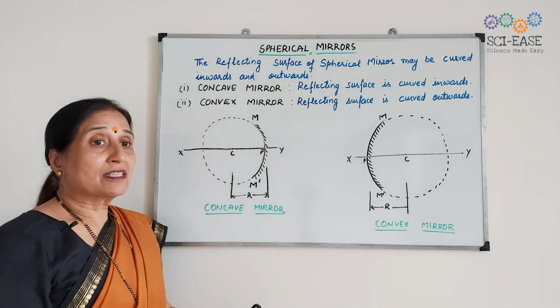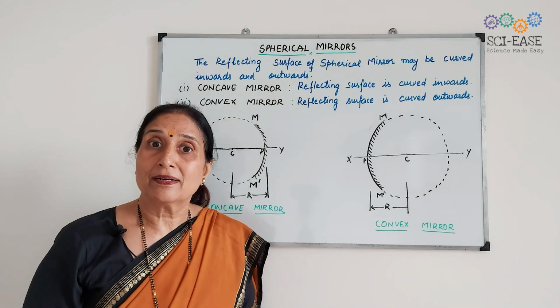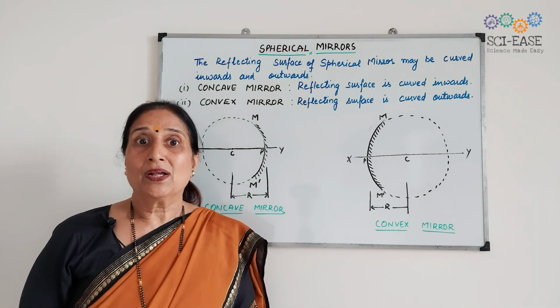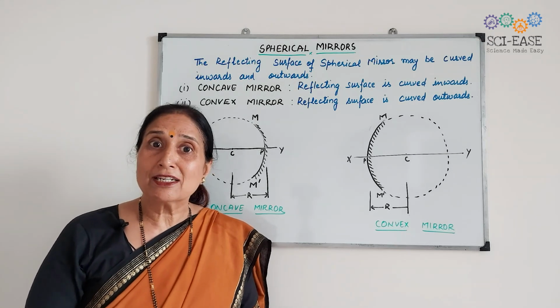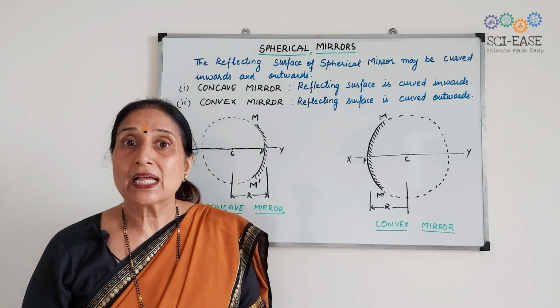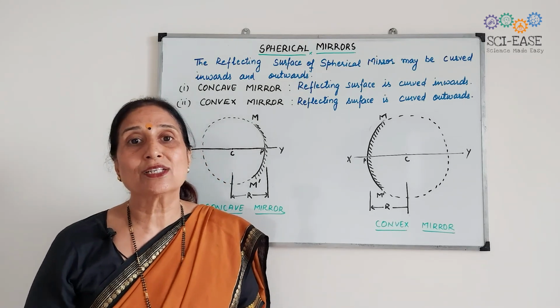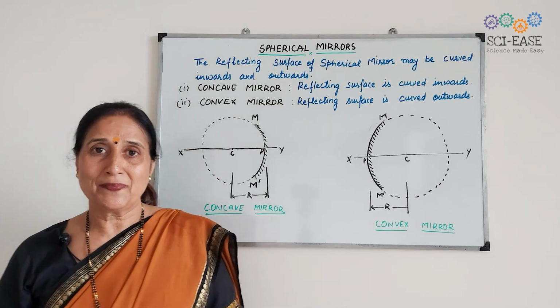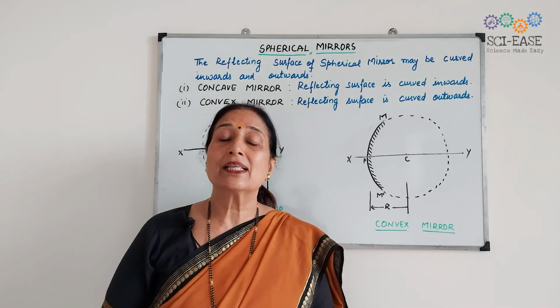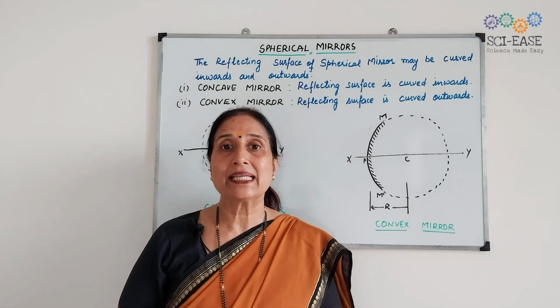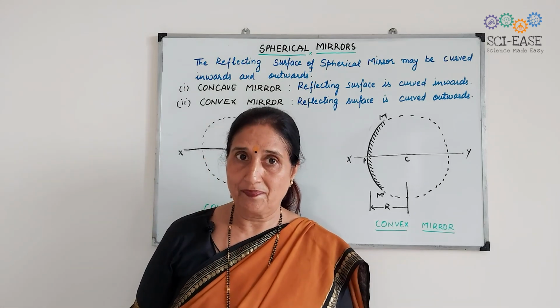The reflecting surface of the spherical mirror, when it is curved inwards or outwards, is known as a spherical mirror. And spherical mirrors are of two types. First is the concave mirror and second is the convex mirror.